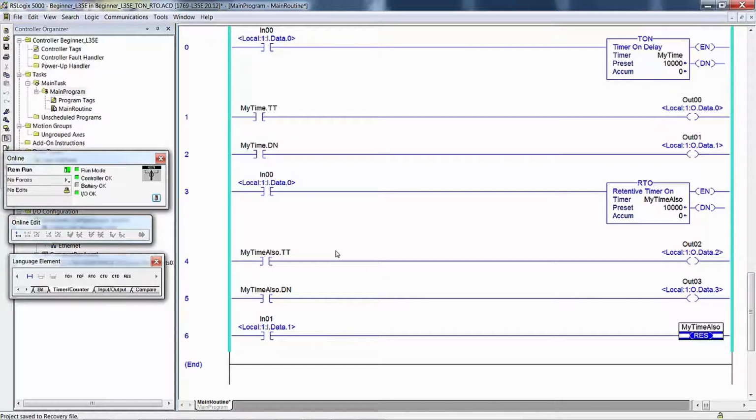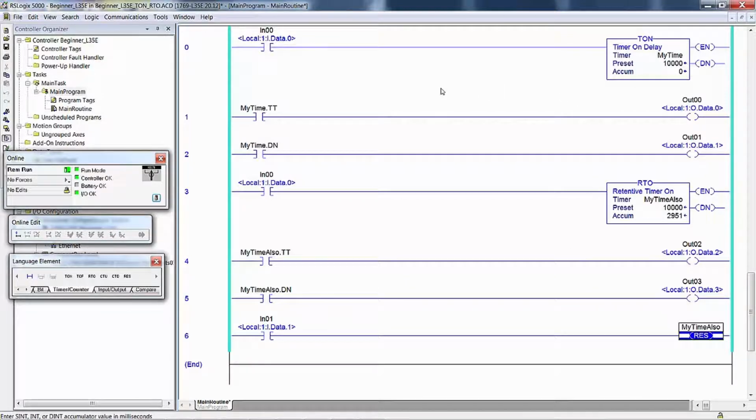I'm going to flip it on, then flip it off. Now, look at the RTO accum, or I should say, look at the timer data type whose name is my time also. It's accum value, which is 2,951 milliseconds, and you look up here, at my time it's 0.